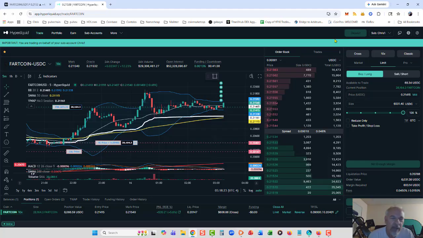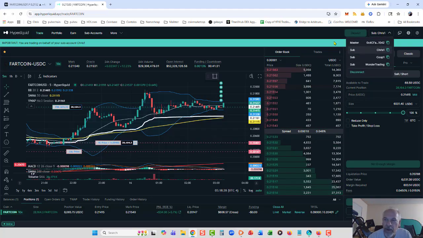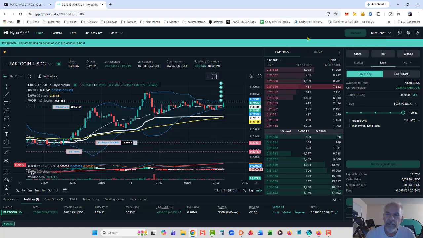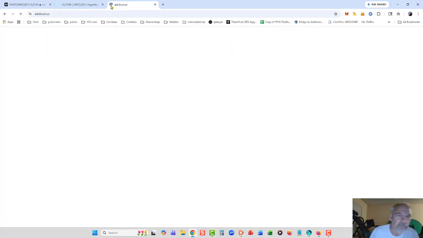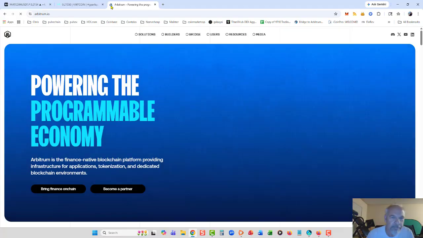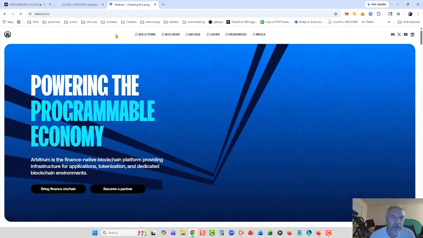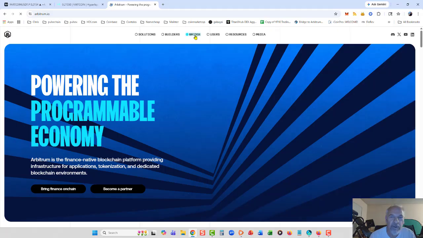So Hyperliquid is a decentralized exchange. Simply connect your wallet right here and fund it with USDC on the Arbitrum network. And you can buy USDC and then swap it over at arbitrum.io, and you can bridge it over real quick, and the fees are just pennies. So there's arbitrum.io right there, and you go right here to the bridge.